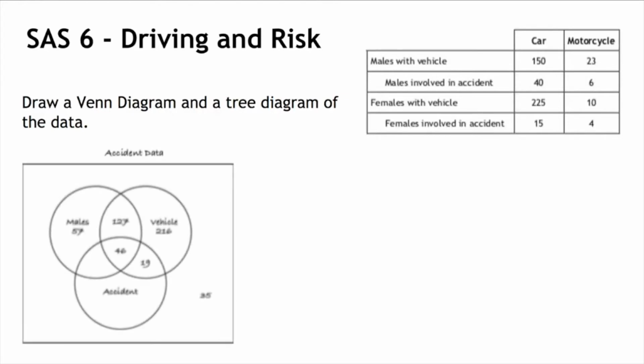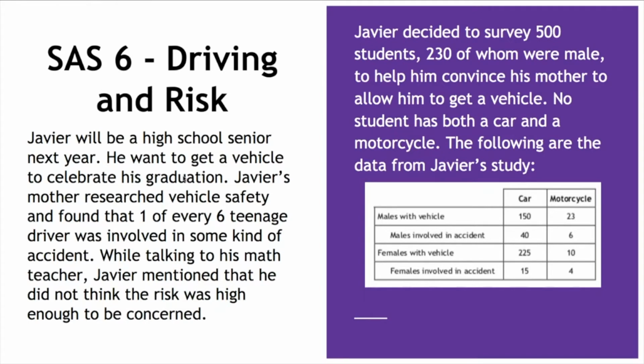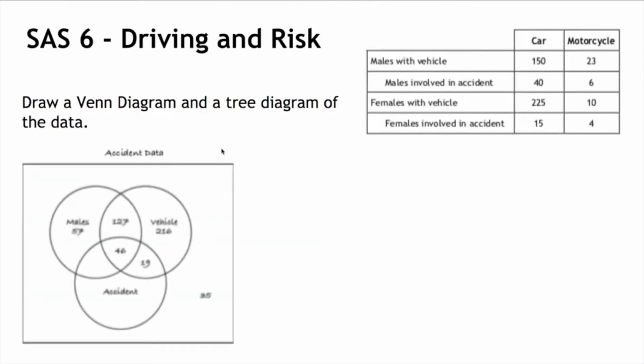So Venn diagram, we have a situation where 57 are males and they did not have an accident. Okay, notice that 57 are males and do not have a vehicle. You notice that they figured that out by doing a little process of elimination. We can easily figure out 500 minus males with a vehicle, 150 and 23 is 173, and we'll subtract that from the number of males, which we said in the last thing, 230. So 230 minus 173 will get us the answer of 57.